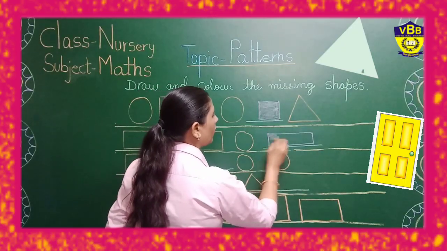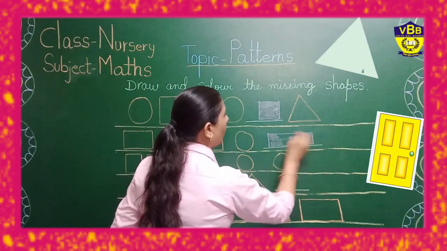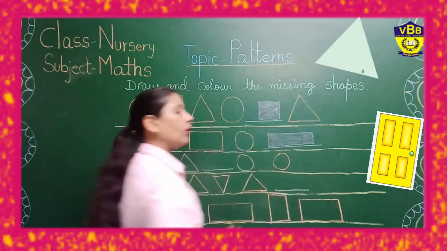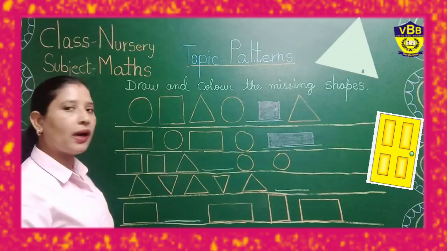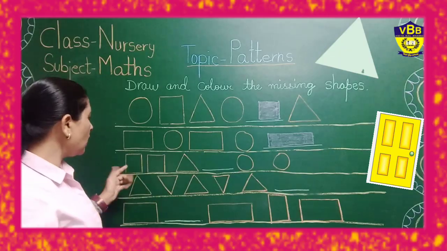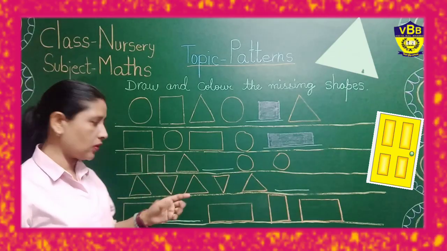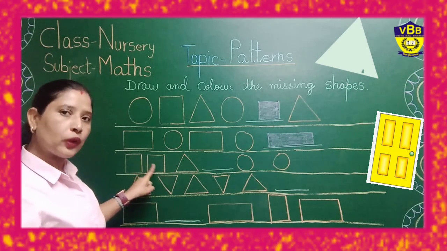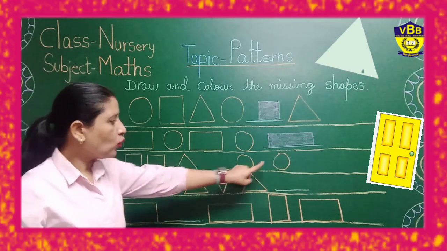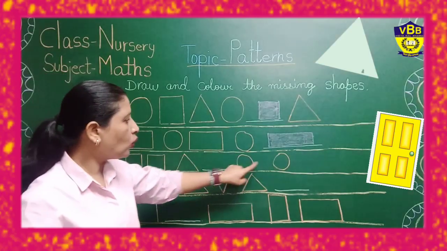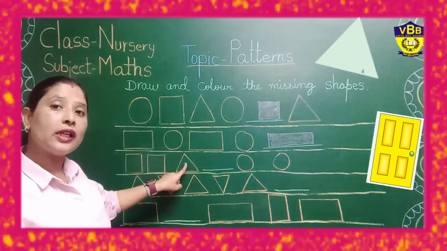Now it's time to color it. So we all have to color it. Right? Now come to the next part. So in this part you can see shapes are repeating themselves twice, 2 times. 2 squares, you can see, 2 circles, 2 squares, 2 circles, but the triangle is only one.